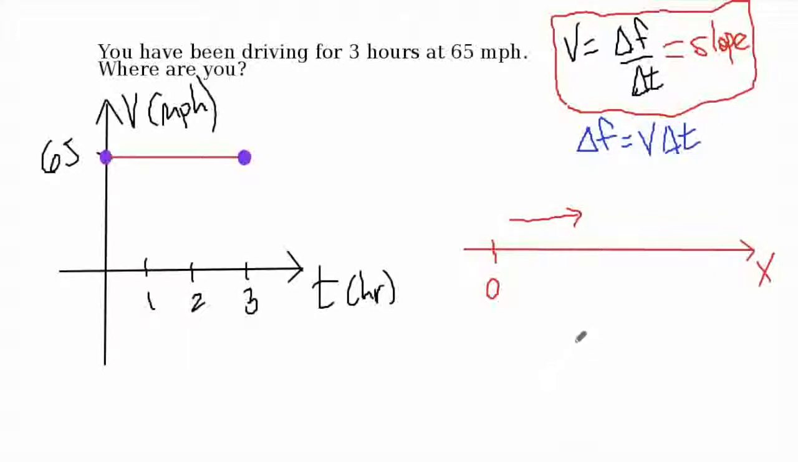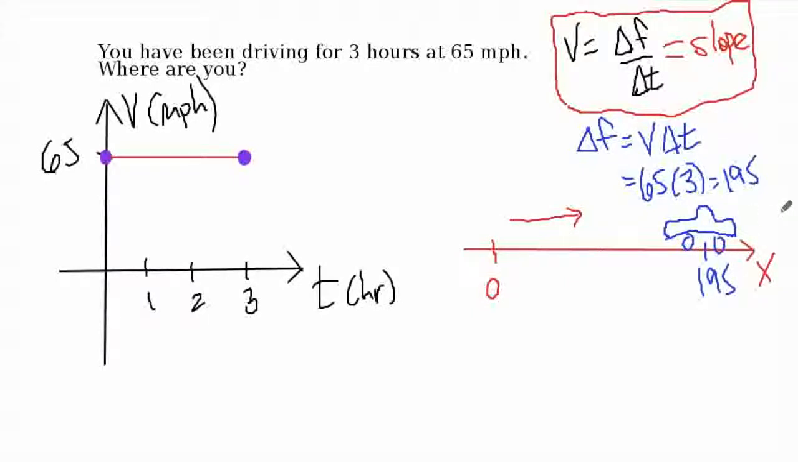So if I wanted to know where I am, and by the way, for this problem, the variable is the position, so f corresponds to x. If I want to know where I am after 3 hours, I do the velocity, which is 65, times the time that passed, which is 3 hours, and that's 195. So that means that I'm going to be right over here at the 195. That's 195 miles away 3 hours later.